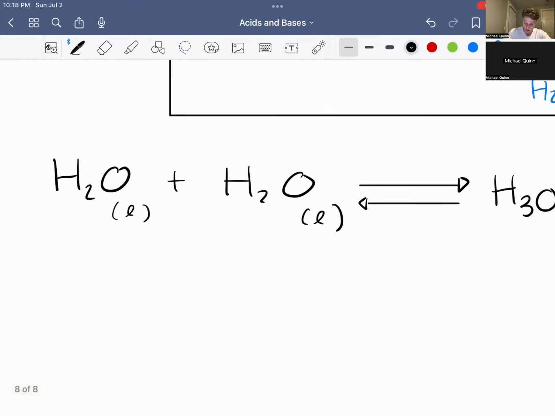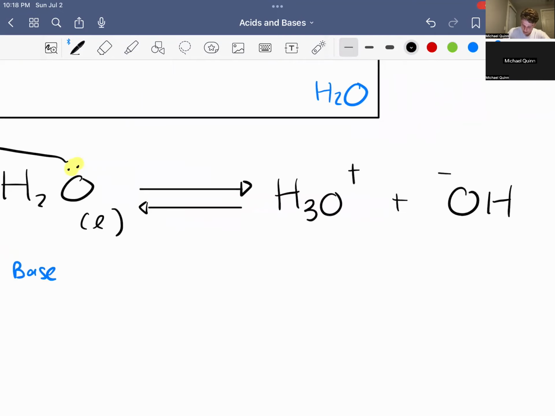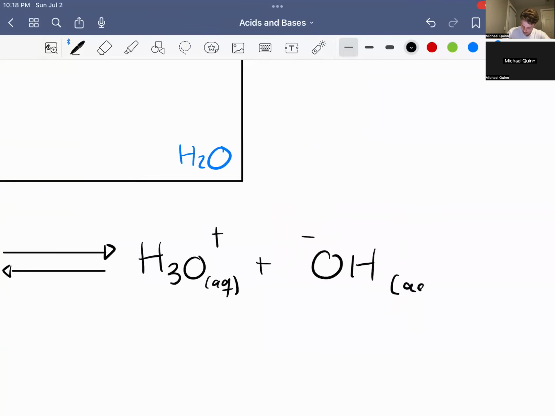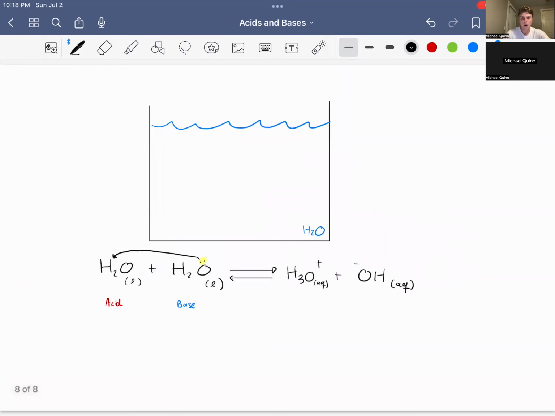So what happens here? One water molecule just arbitrarily decides to be the acid, and one water molecule decides to be the base. This lone pair will take one of these hydrogens, and it will produce H3O+ aqueous. It is now an acid in water, and hydroxide aqueous in the water.